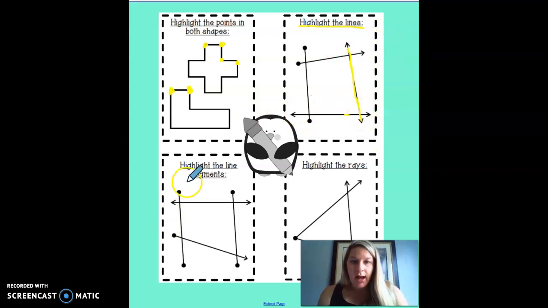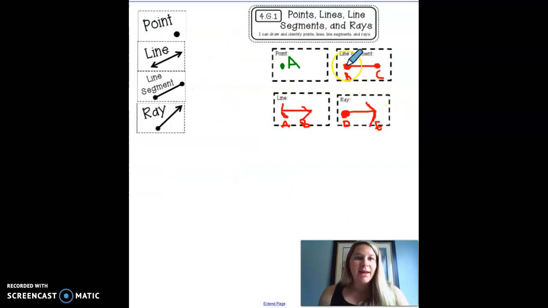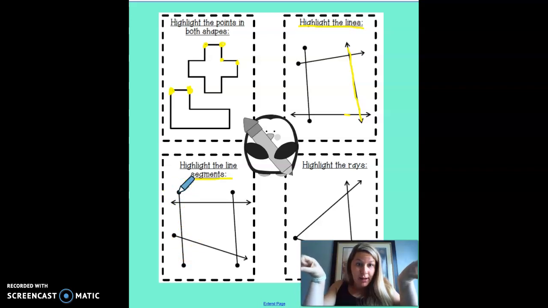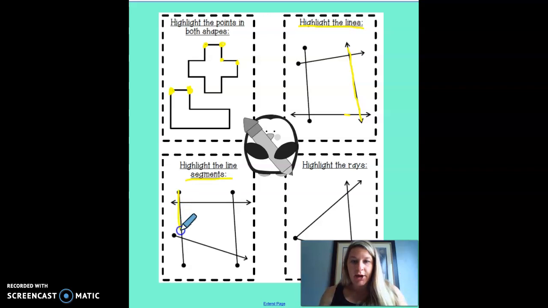Okay, line segment, remember, go back. Line segment has what at the end? Two points. Very good. So, look there. Does that have a point at both ends, an endpoint? That means it ends. Remember, line segment, points at the end, it ends. So here is one of the line segments because it has an endpoint on both sides. Now I want you to pause and find the other line segment.